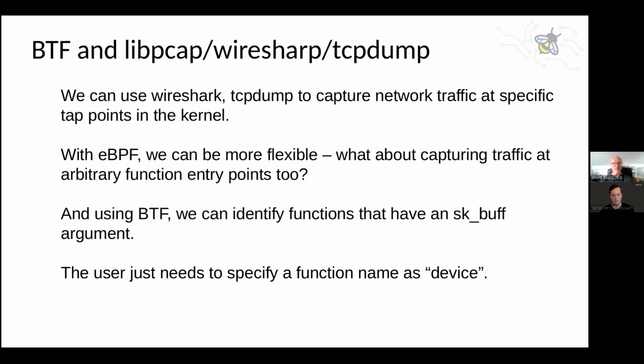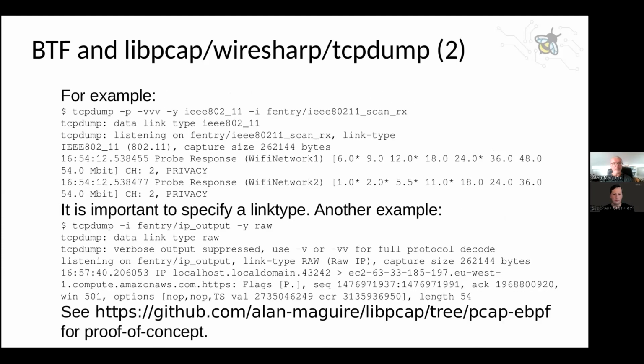In this case, the user is specifying a function name as a device, and because we have BTF, we can then take that function name and figure out if it has one of those skbuff arguments and which argument it is. So for example, here we're running tcpdump on a kernel function. This is the function to scan Wi-Fi.